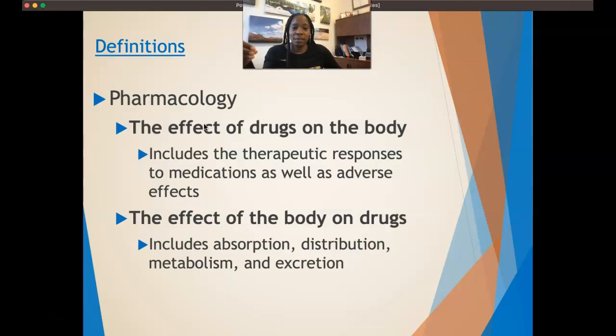So this is the therapeutic response that we expect to see when the patient is actually taking the drug. Then we have this concept in pharmacology called pharmacokinetics, which is not the effect of the drug on the body, but actually the effect of the body on the drug.